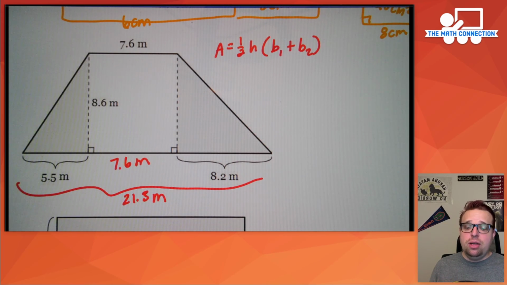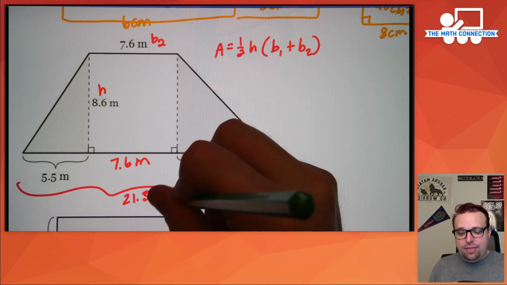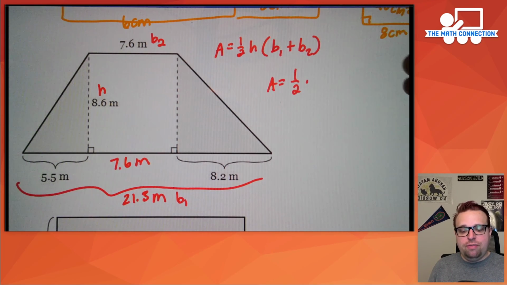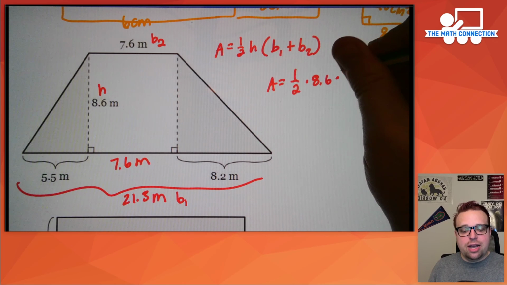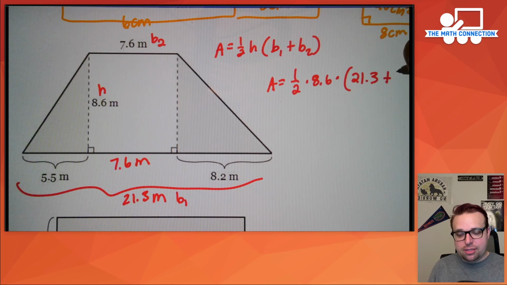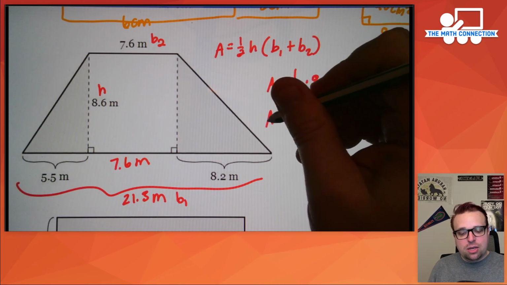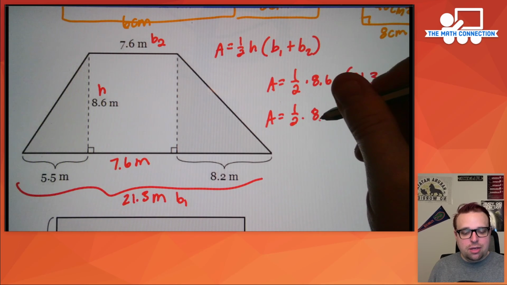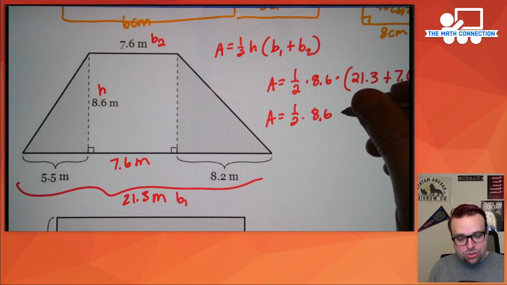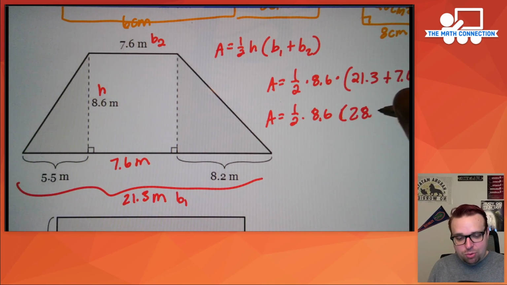I have enough now to go ahead and do my formula. This is the height, this is base 2, and this is base 1, so let's plug them in. The area is going to be 1/2 of the height times the 2 bases added together, which is 21.3 plus 7.6. So we have 1/2 times 8.6. Sorry, I don't know why I wrote an equals there. That's not supposed to be there. We need to add 21.3 plus 7.6, and that is 28.9, which is multiplied by the height.